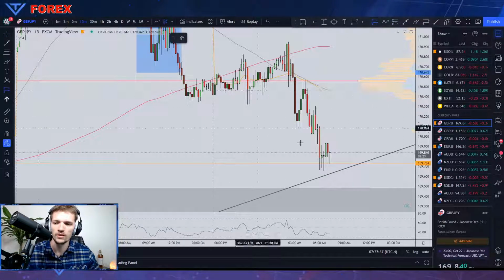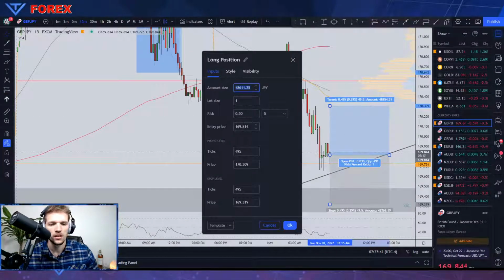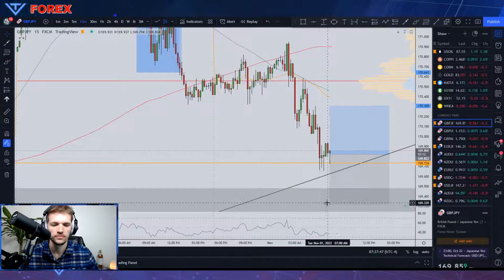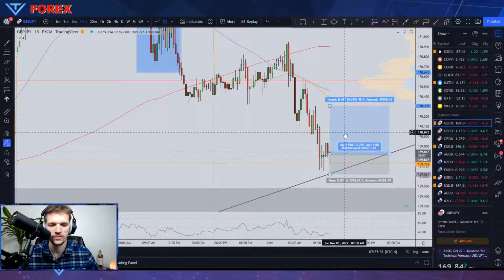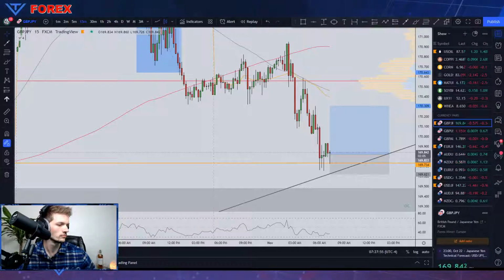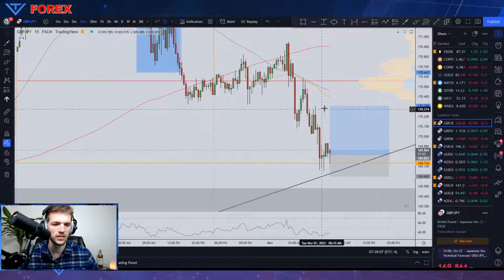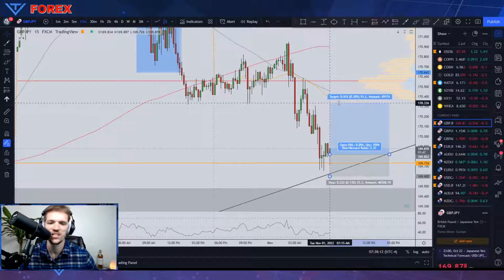All right, pound yen. My entry point long position is going to be right around 169.822. Stop's going to be below the low, around 20 pips. Take profit is going to be around 170.